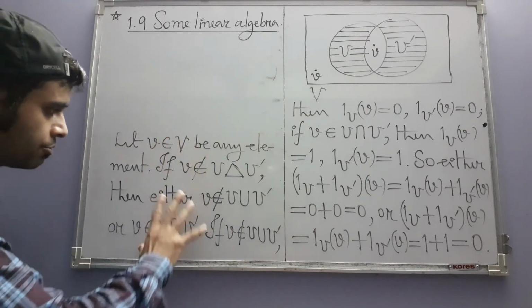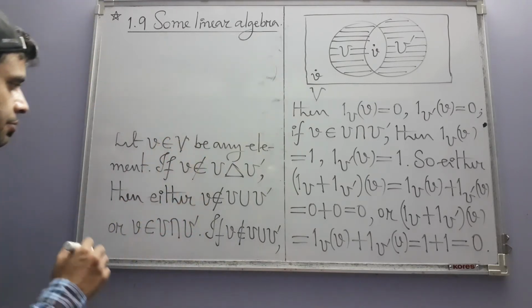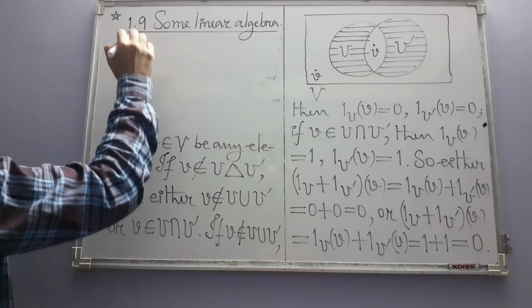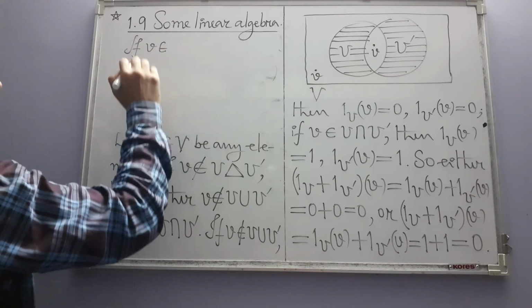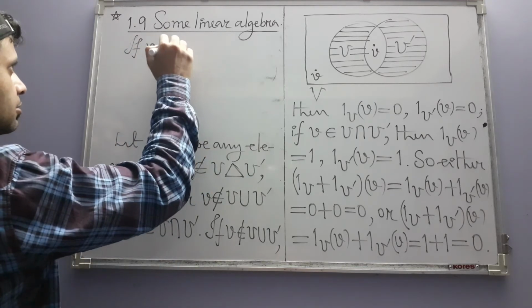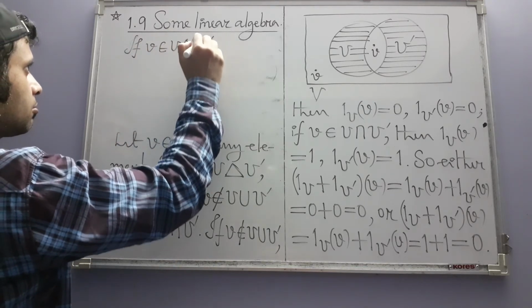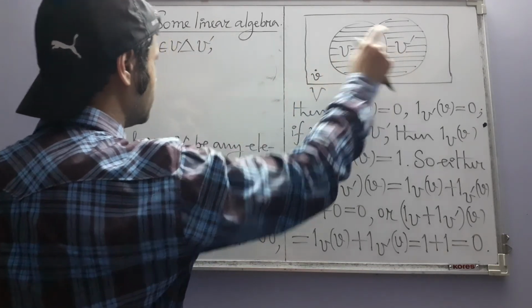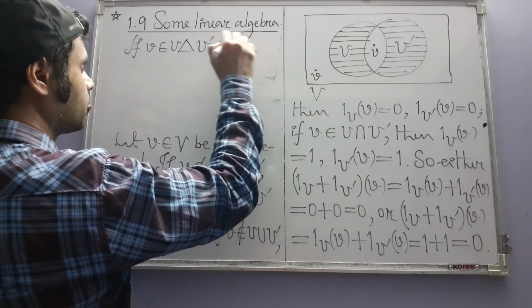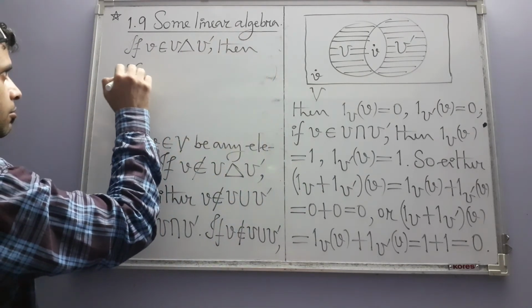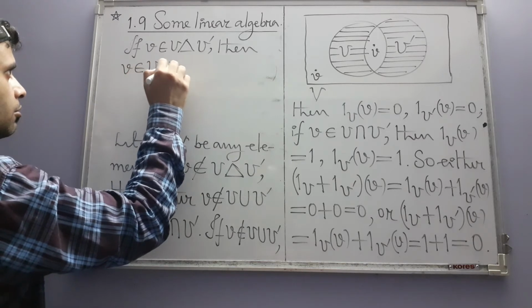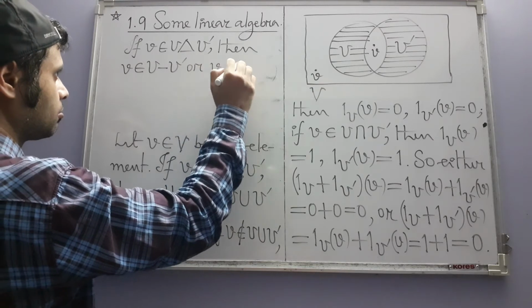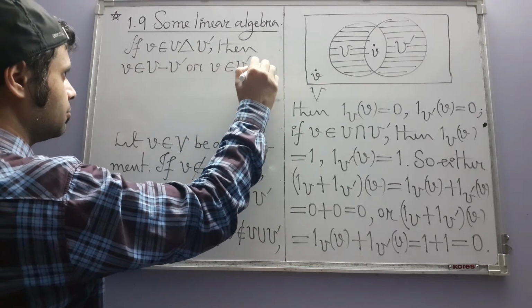I do not want to lose this part as yet. On the other hand, if V belongs to the symmetric difference, then V is either here or here: U difference U prime or U prime difference U.